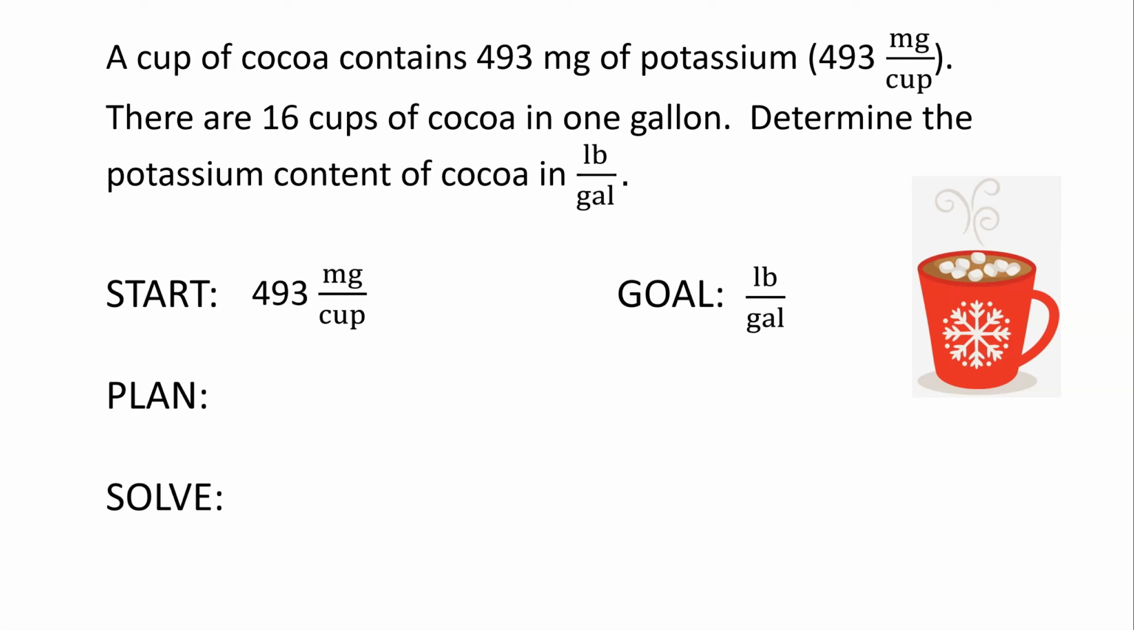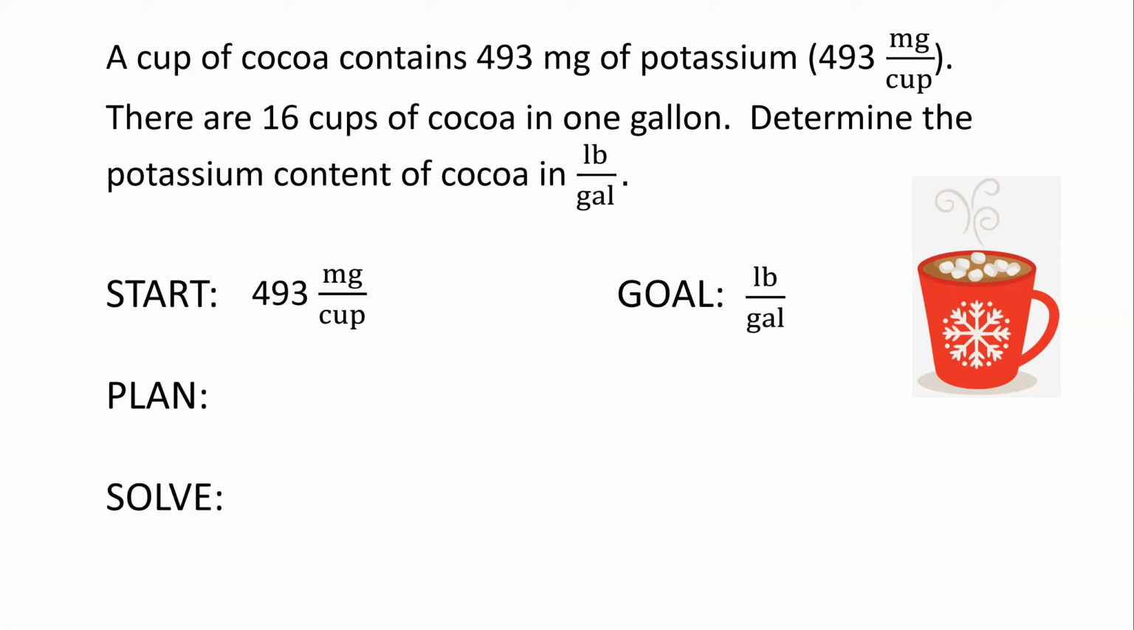All right, so we're going to start with what our content is in terms of our given information. We know there are 493 milligrams of potassium per cup of cocoa. And our goal, our question, or the how many, is to find out what that content is in terms of pounds of potassium per gallon of cocoa. So we've got those units in the top and the bottom.